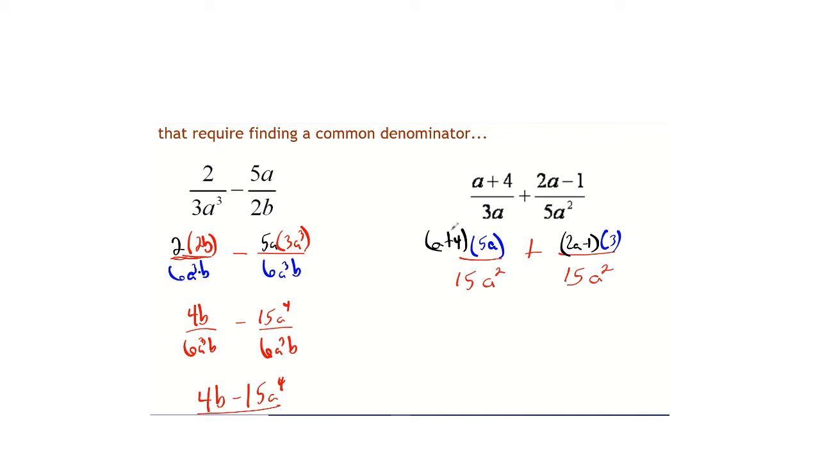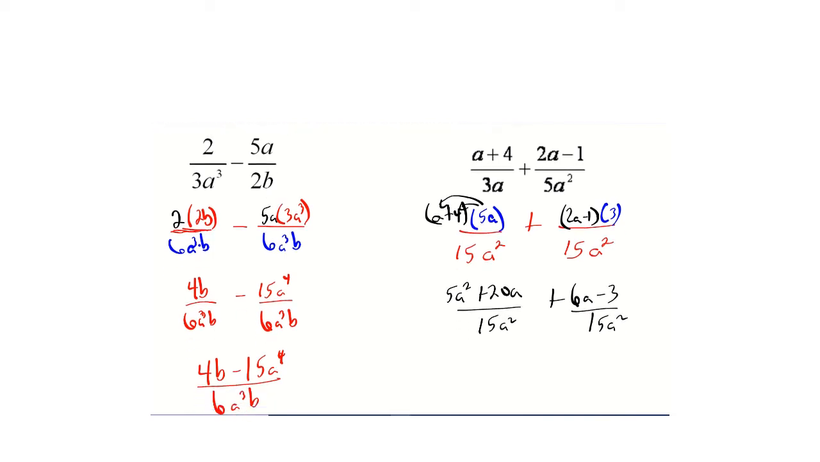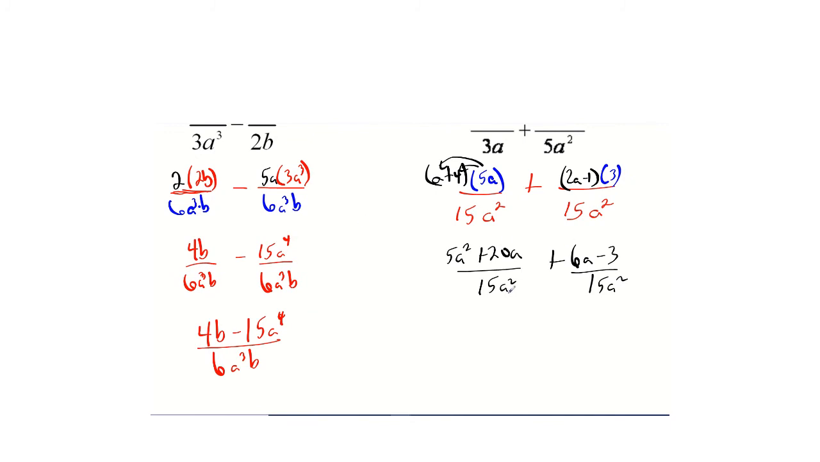Well, if it's like this one, notice how I put it in brackets because the 5a has to multiply by both of these. So this is going to become 5a squared plus 20a over 15a squared. 3 times both of these, so 6a minus 3 over 15a squared. Now I've got two fractions with the same denominators, so I can combine all of this stuff up here.